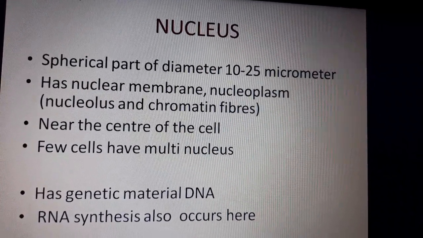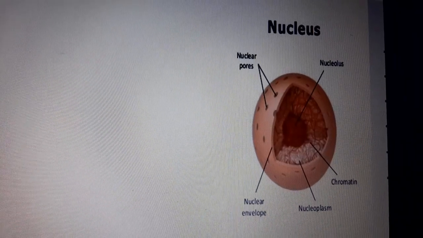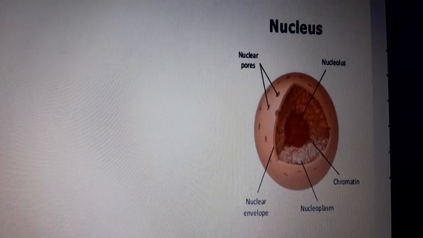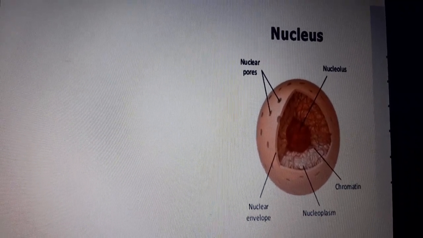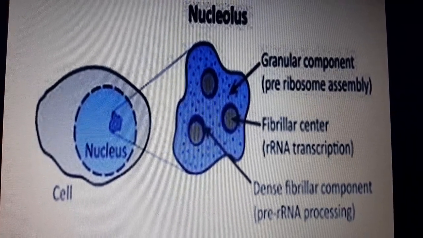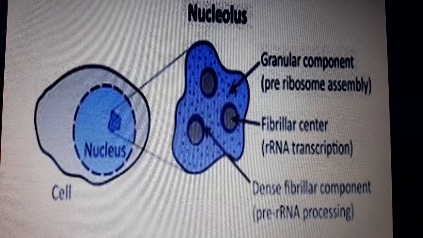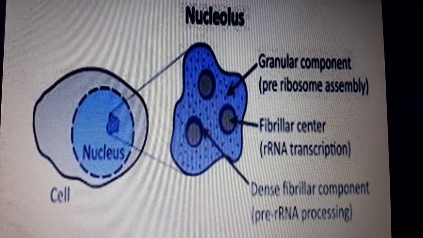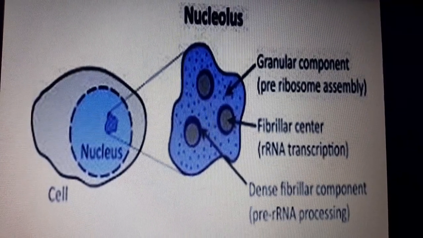Various cells may have multiple nuclei, but generally the cells have one nucleus. The membrane has nuclear pores. Inside are the nucleolus and the chromatin fibers, and the fluid filling in between is called nucleoplasm. So within the cell there is a nucleus, and that nucleus contains a part called nucleolus, in which the granular components and the fibrillar components are present, which are responsible for RNA processing.